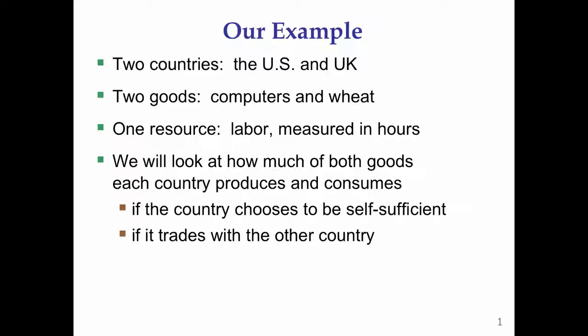And what we're going to look at is two scenarios. We're going to look at what if the country chooses to be self-sufficient, that is, the country produces all of its goods for itself, and what if the country decides to trade with the other? So what would happen in the US and the UK if they were self-sufficient versus what would happen if they traded with each other? And again, we're going to compare these two scenarios and essentially see what gives us the best result.